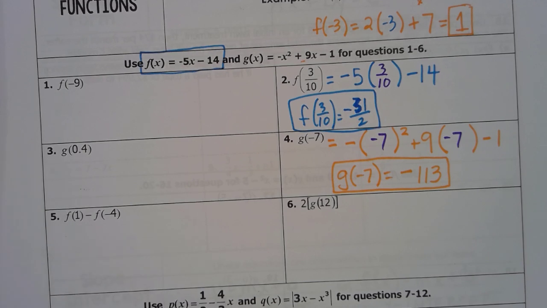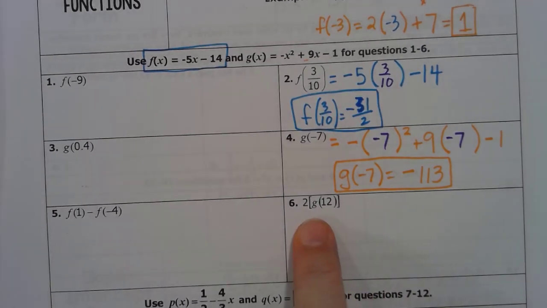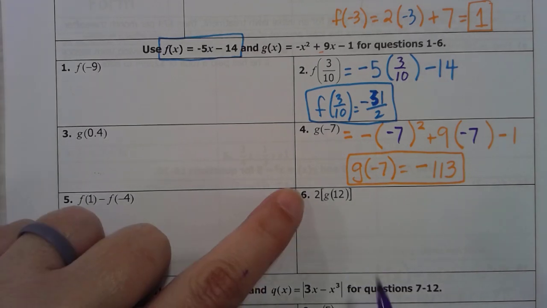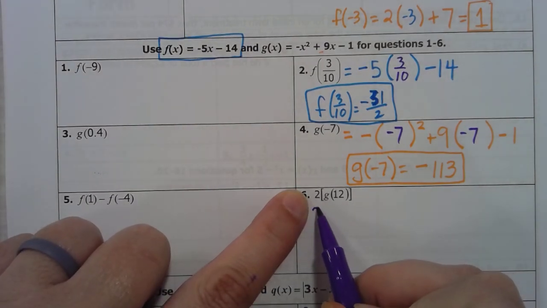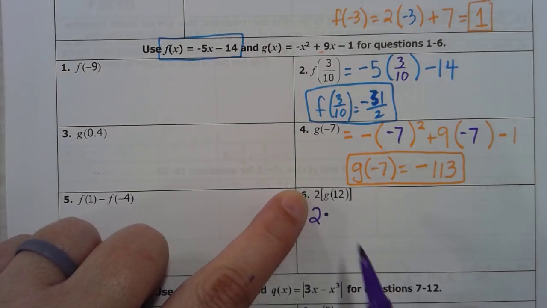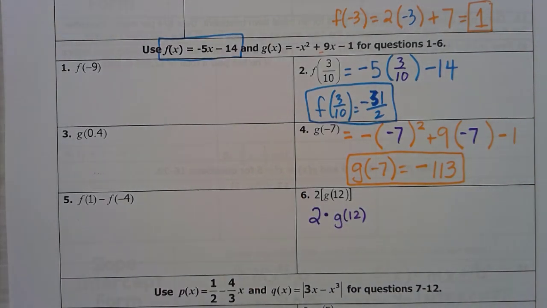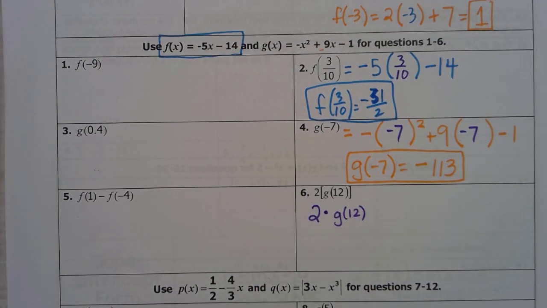Okay, so you probably already did that in Algebra 1, but you might not have seen this where it wants you to do extra stuff with it. So this 2 in front implies multiply. So you're going to do 2 times whatever g of 12 is. You have to solve for g of 12, get an answer, and take that number times 2. Does that make sense?